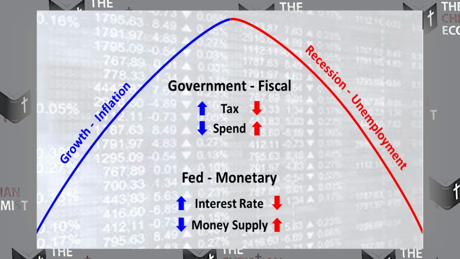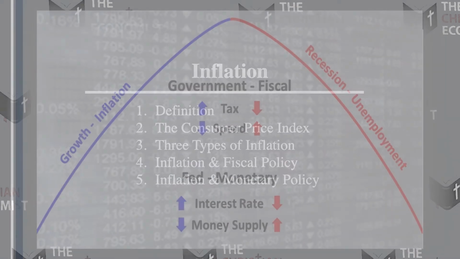Now, look at the middle of the diagram. See where it says fiscal on the top? This is the government's contribution to inflation. When the government spends too much money, that causes inflation.